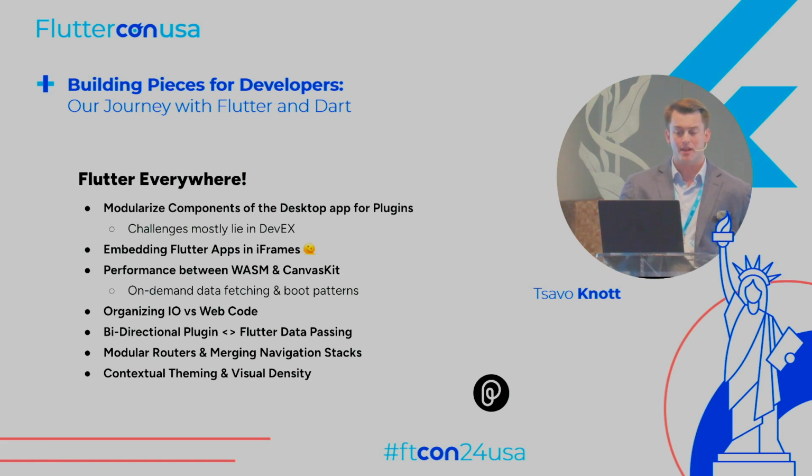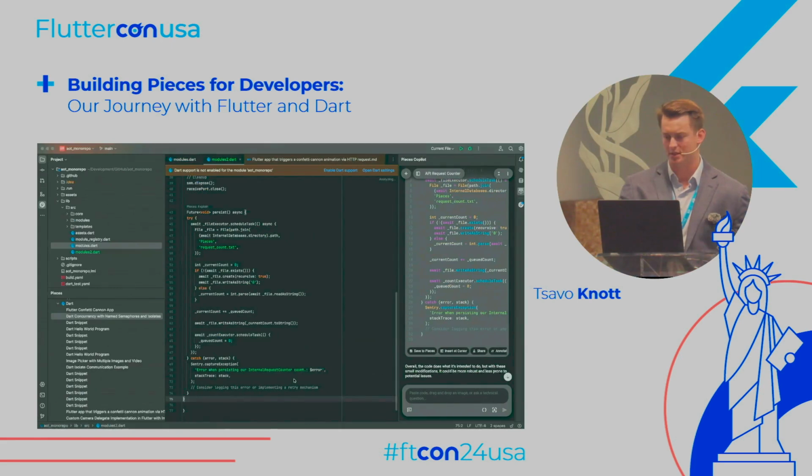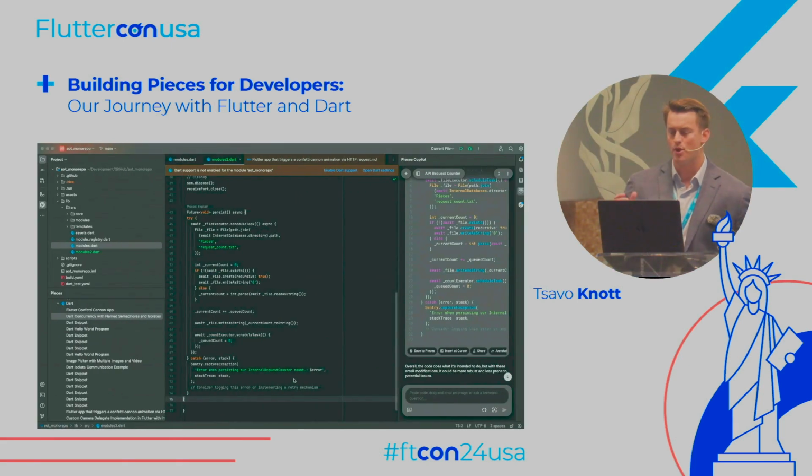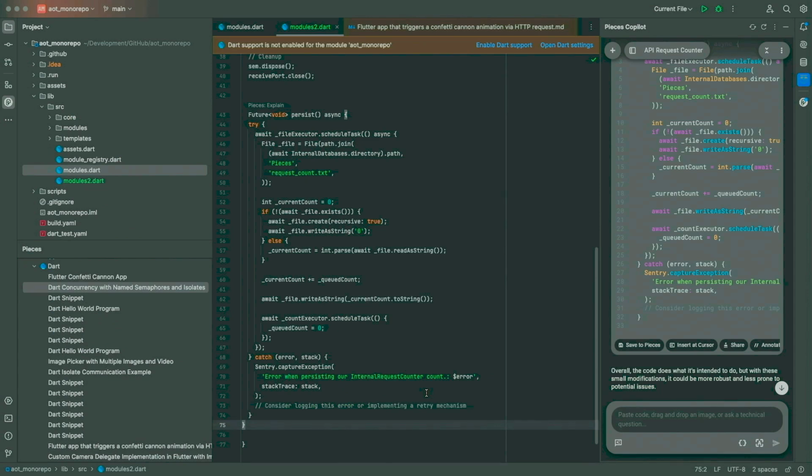Yeah. And then the last thing that I'll talk about is challenges around contextual theming. So let me pull this up in VS Code, or maybe not. I'll do this in JetBrains. But the visual density and the theming: we want these Flutter apps to blend in. And you'll note we've got some big buttons, some big inputs, and some big text, and the rest of IntelliJ is kind of small.